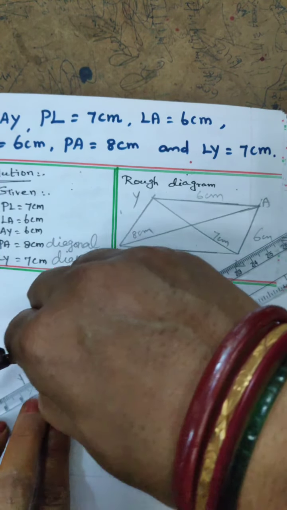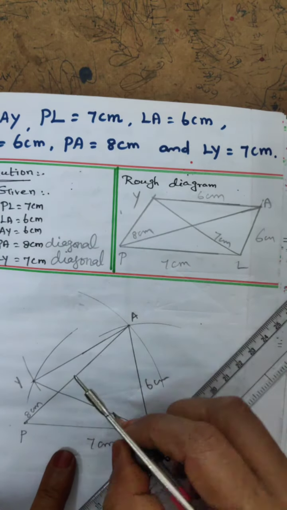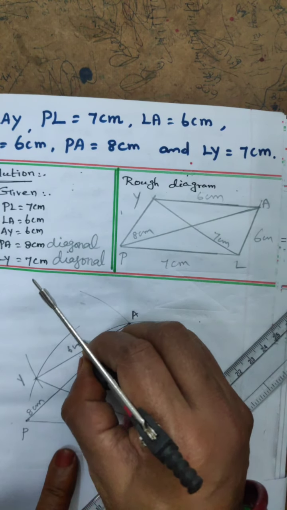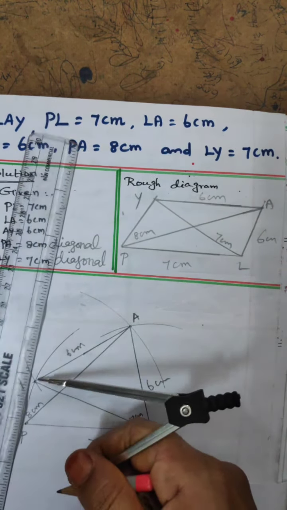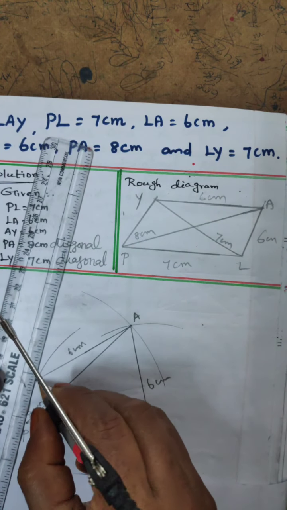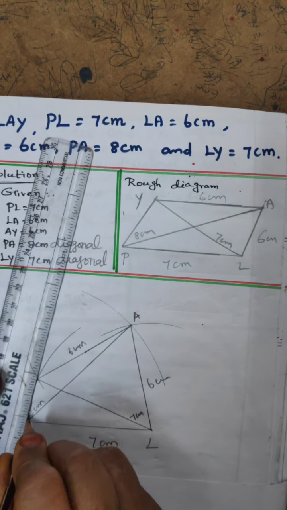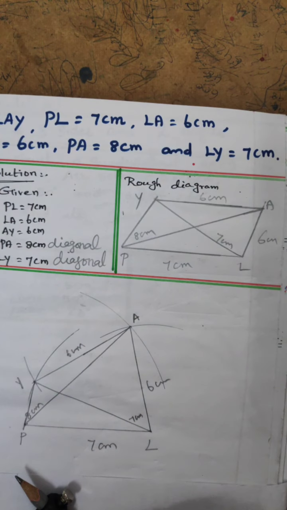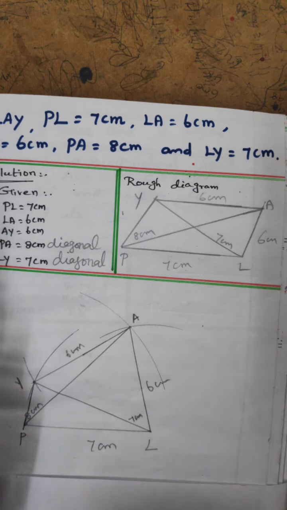Join after, what is the next step? What is the centimeter here? Here is 7 centimeter, here 6 centimeter. Now P and Y is there, no need for length. Simply you join, enough. Okay, join after.